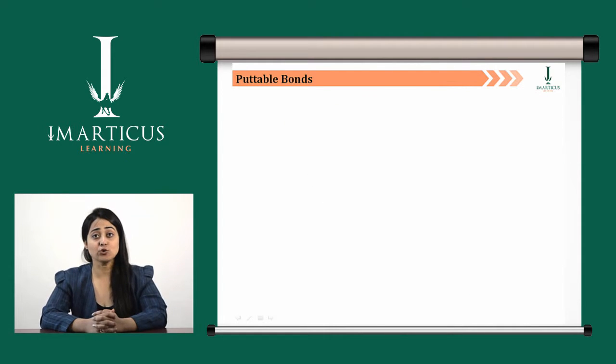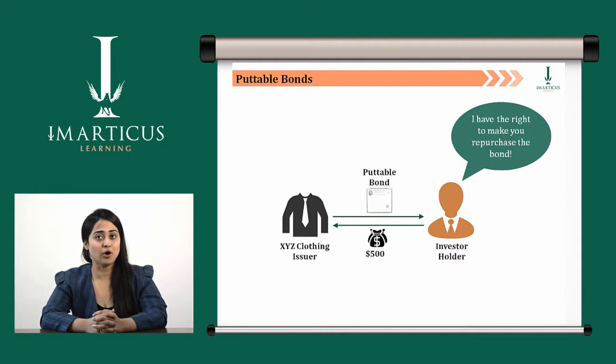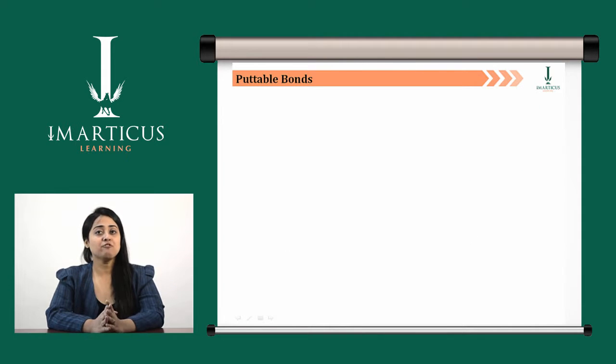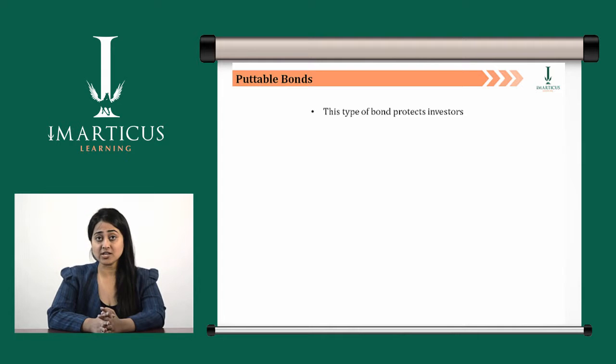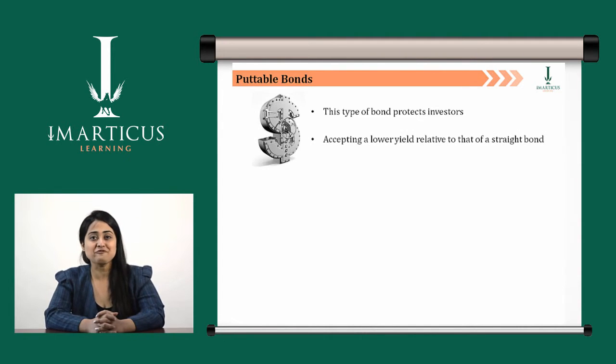The example shown on the screen explains puttable bonds. Here the investor who holds the bond can force the issuer to repurchase the bond. This type of bond protects investors. If interest rates rise after the bond purchase, the future value of coupon payments will become less valuable. Therefore, investors sell the bond back to the issuer and may lend the proceeds elsewhere at a higher rate. Bondholders are ready to pay for such protection by accepting a lower yield relative to that of a straight bond.